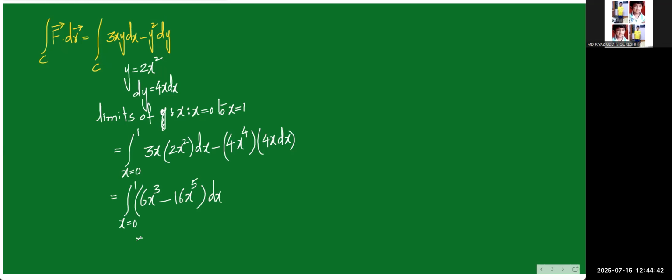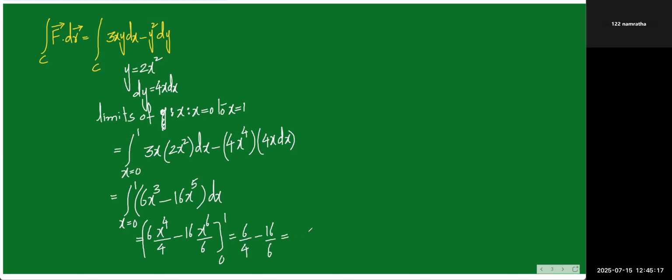Finally, integrate: 6 as it is, it is x to the power of 4 by 4 after integrating, minus 16 x to the power of 6 by 6 after integrating, and the limits are 0 to 1. If x is taken as 1, we get 6 by 4 minus 16 by 6. Finally, if you calculate with the help of the calculator, do you have a calculator with you right now? No, sir, I will take. Just verify. Your answer will be minus 7 by 6.